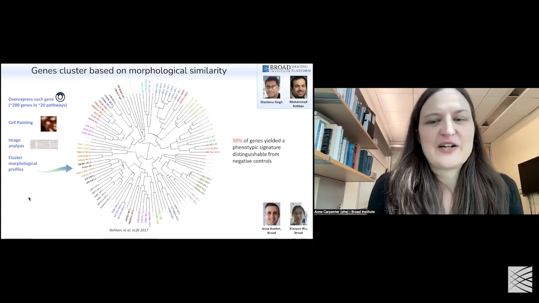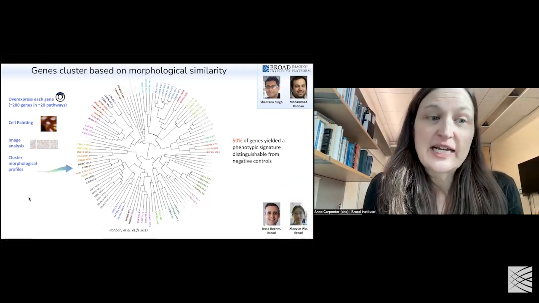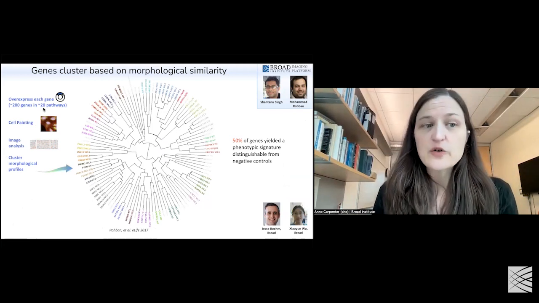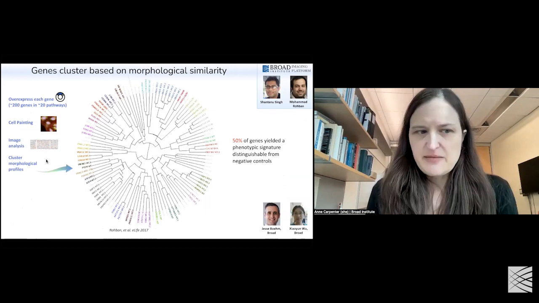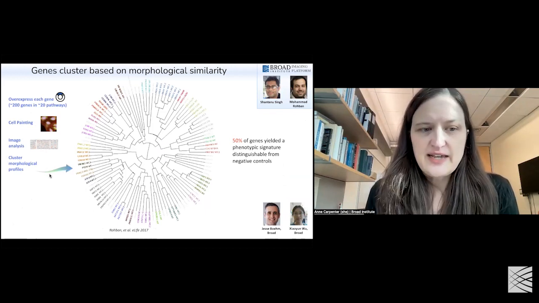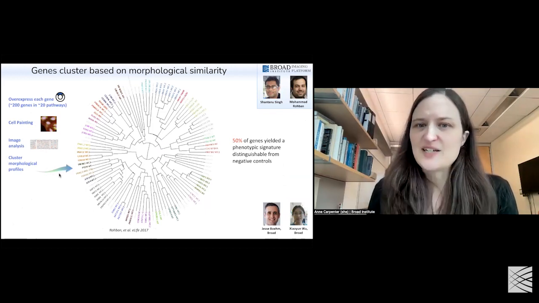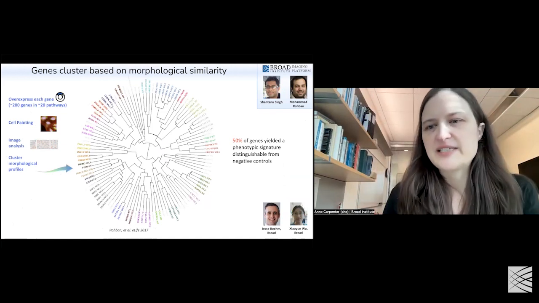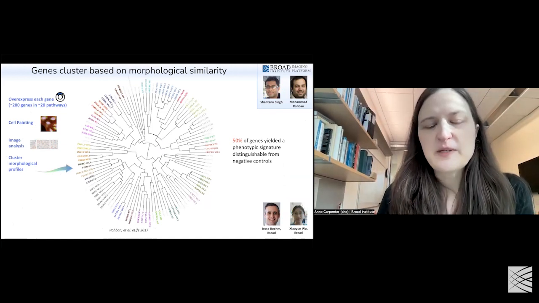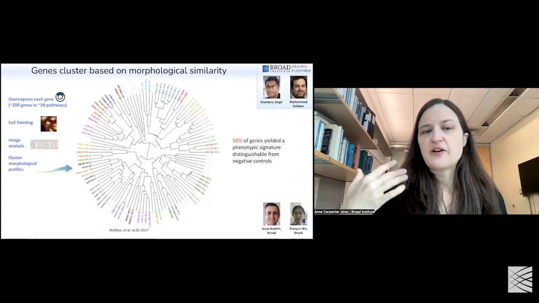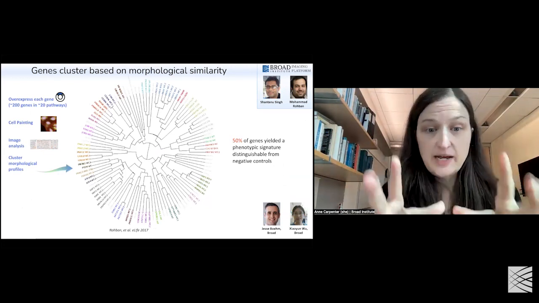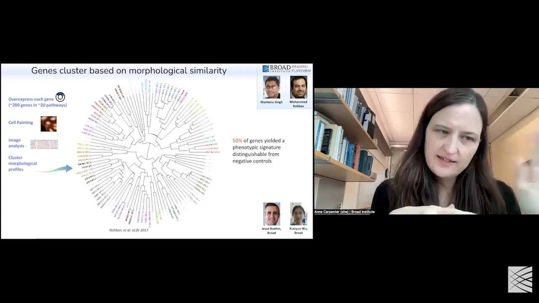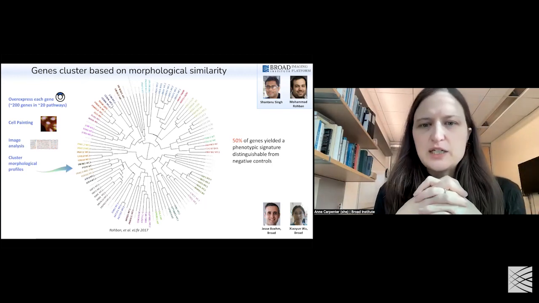But we were very excited in one of our early experiments to look at genetic perturbations where we were overexpressing a couple hundred genes. We did the cell painting assay, we did the image analysis, and then we clustered those images based on how similar the cells look in each image using this numerical data. And we were thrilled to find that 50% of the genes in this set gave a phenotypic signature that was distinguishable from negative controls. So here's about 100 of them on this plot, because the 100 that didn't have much of a phenotype are not shown.